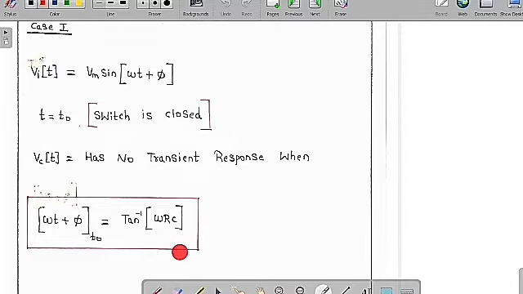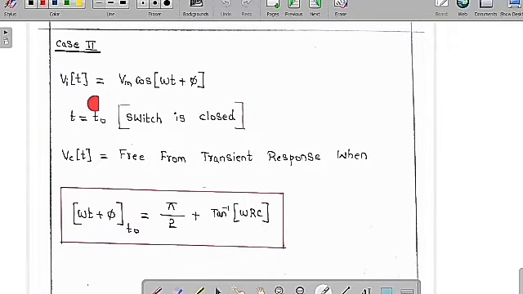So whenever the input Vi of t is equal to Vm sine omega t plus phi, then at omega t plus phi at t naught equal to tan inverse of omega RC, we can say there will be no transient response. But if you go for the cos, you just have to add an extra pi by 2 term. Case 2: Vi of t is equal to Vm cos of omega t plus phi, and at t equal to t naught I close the switch. Then Vc of t will have no transient, meaning it is free from transient response.